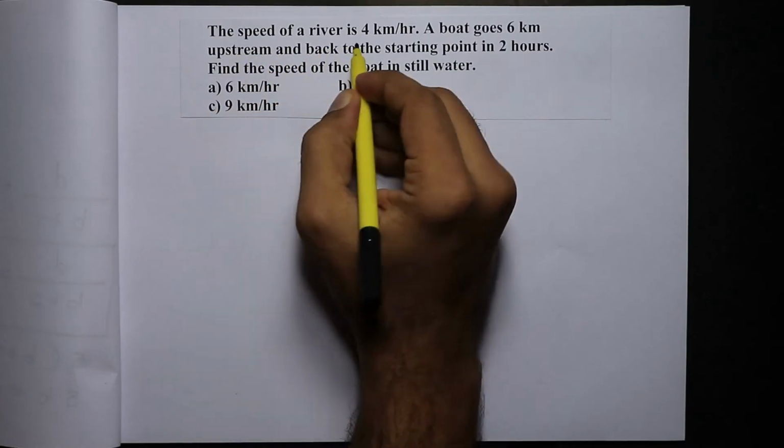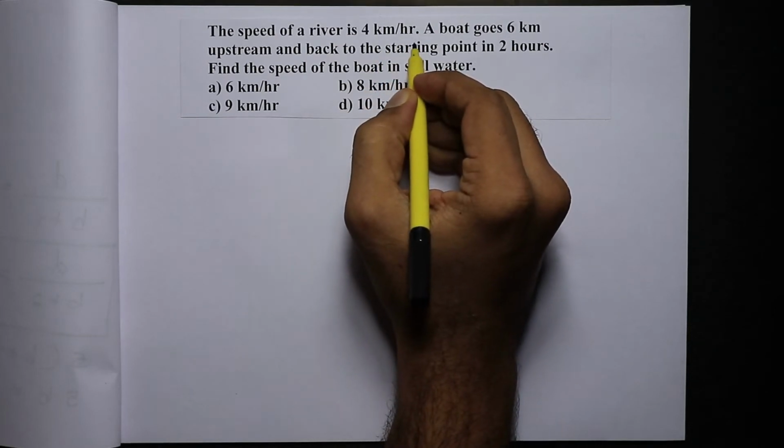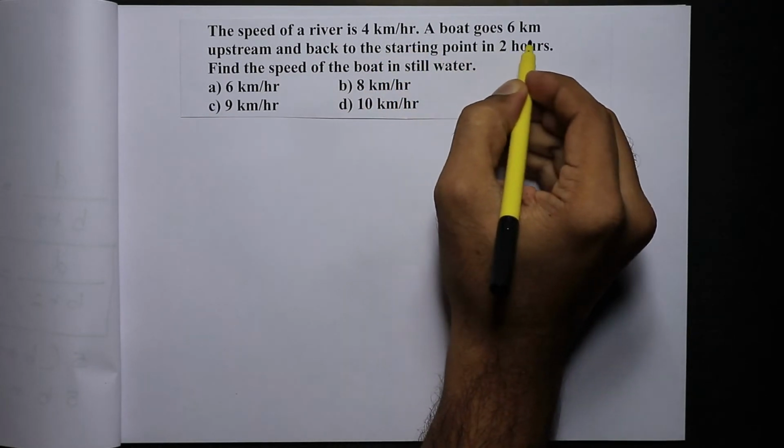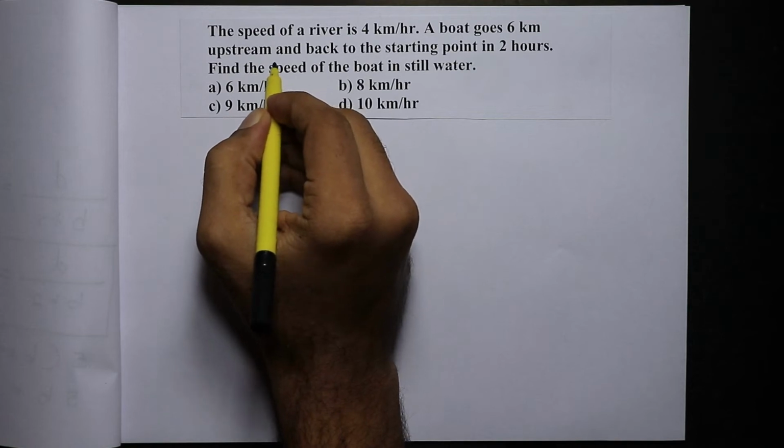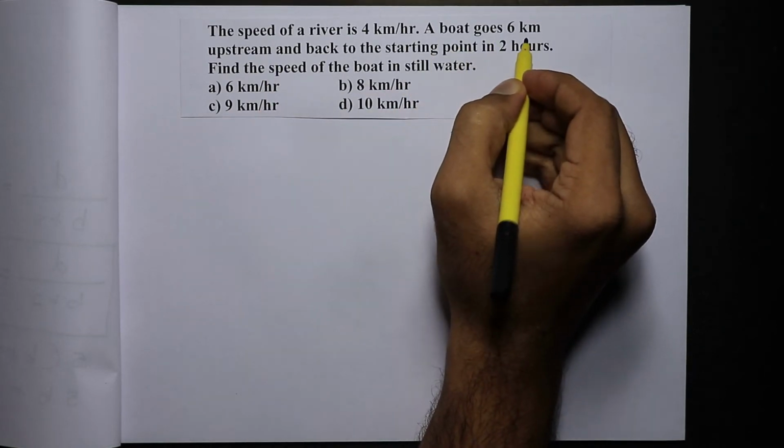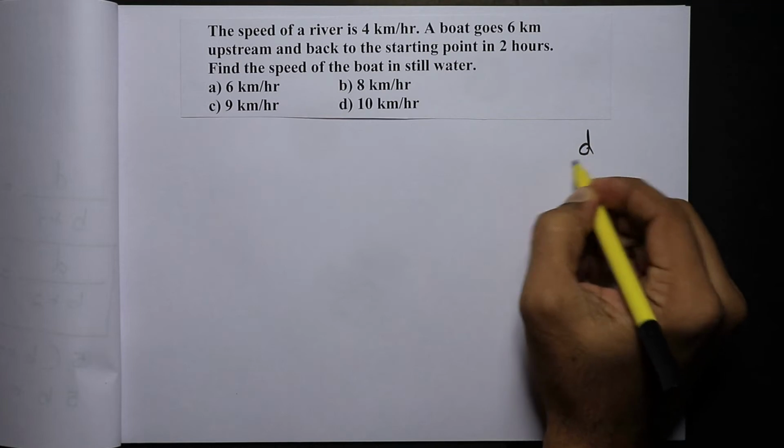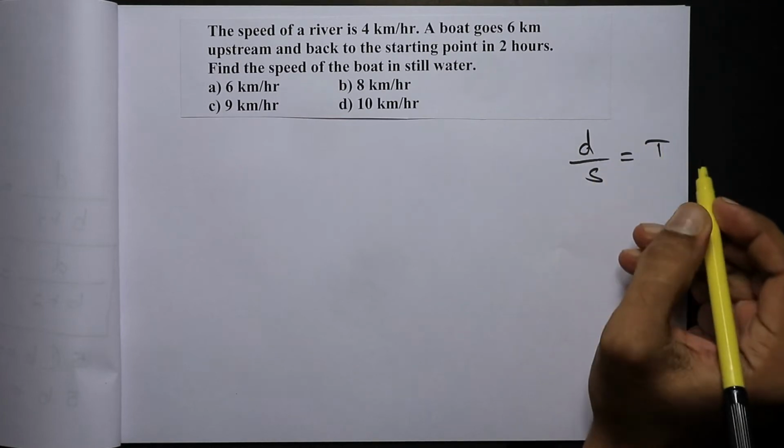The speed of a river is 4 kilometers per hour. A boat goes 6 kilometers upstream. So let us form the equation for that. You have the basic formula, distance by speed gives you time.